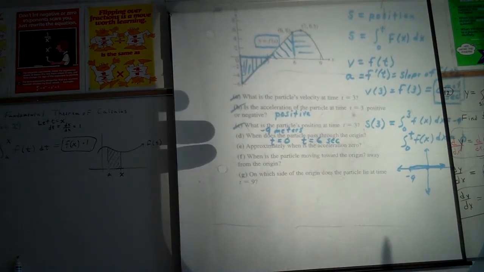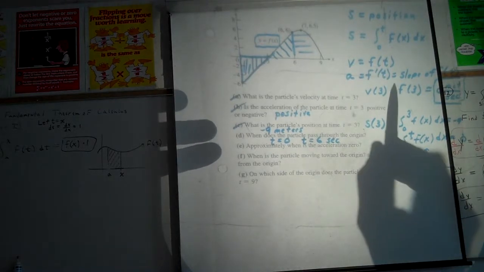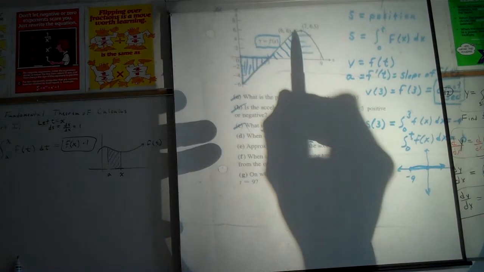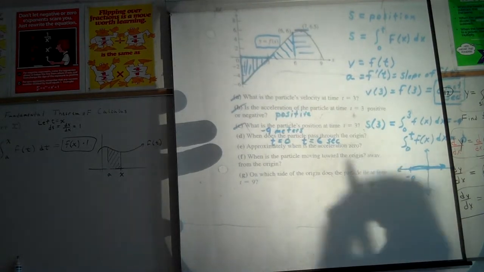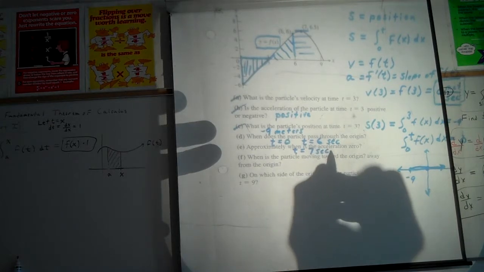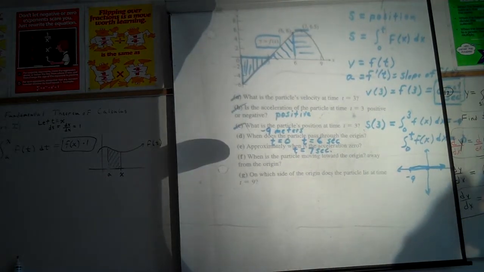Okay, part E, approximately when is the acceleration 0? Remember, acceleration is the slope of our graph. About 7 seconds. Yeah, it looks like the slope's 0 right at 7 seconds. So t equals 7 seconds for part E. You're just looking at the slope of the velocity graph to get your acceleration.